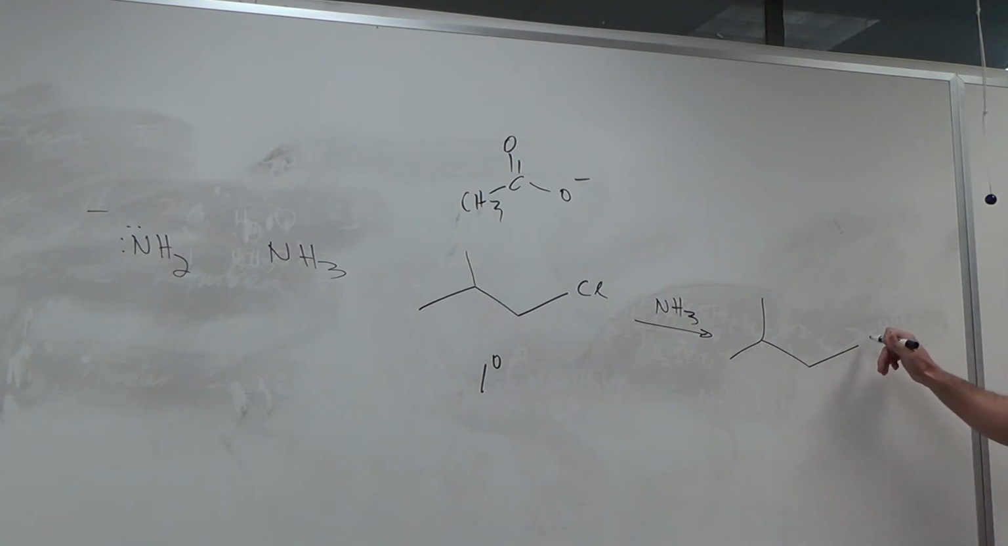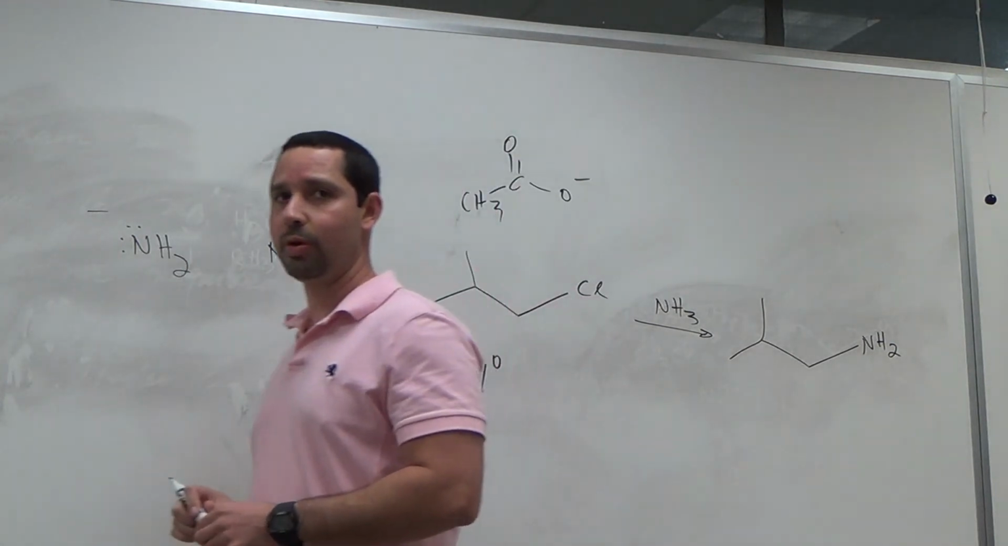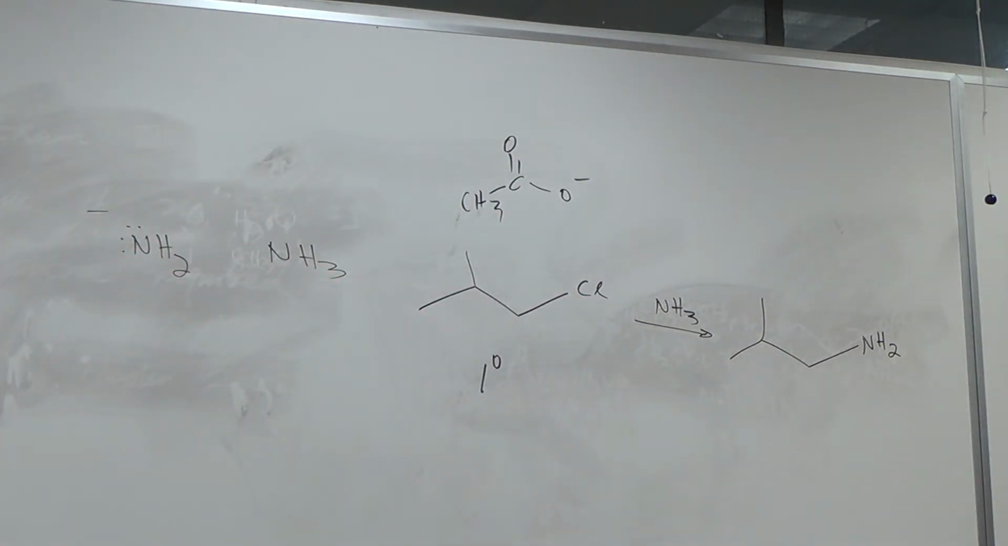So what are we going to write here? NH3? No, what you are going to write here is NH2. NH2 is what goes there, and H. So every time you substitute, you always take out one hydrogen if it's neutral. One hydrogen has to go. If it's negative, you don't have to.